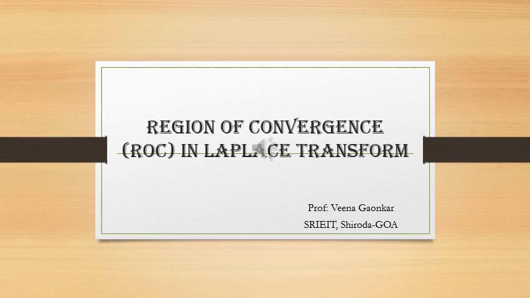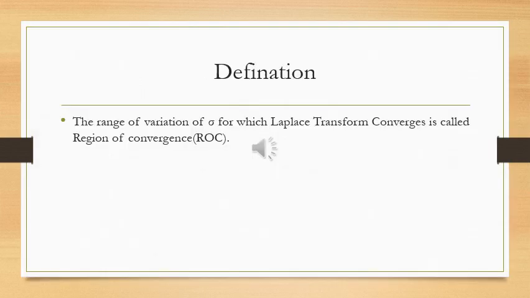In this video, I am going to discuss region of convergence in Laplace transform. What is ROC? The range of variation of sigma for which Laplace transform converges is called the region of convergence. The values which define the ROC, meaning the real part of s, that is sigma, define the ROC. If we are changing the sigma values, the range of sigma up to which the Laplace transform converges is called the ROC.